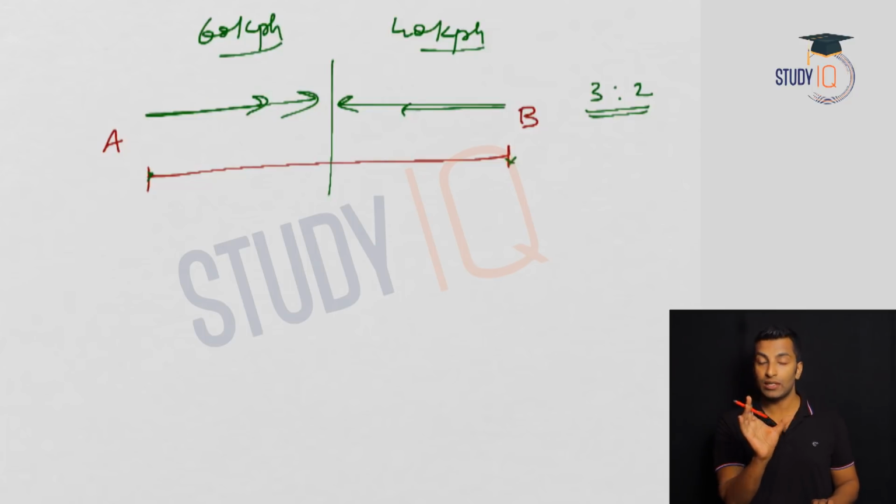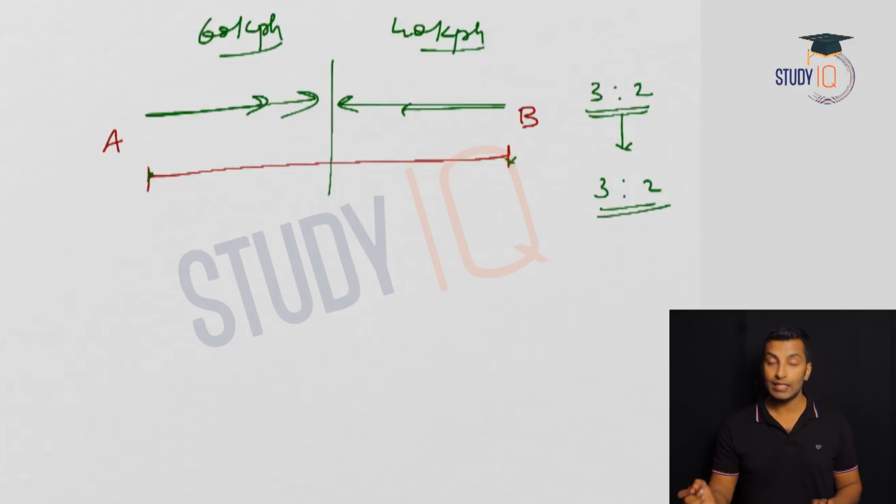So when the time is constant, if the speed ratio is known to you, you already know the distance ratio. Why? Because if time is constant, speed ratio and distance ratio are directly proportional. That's the relation that we started off with, right? So the distance ratio will again be 3:2.